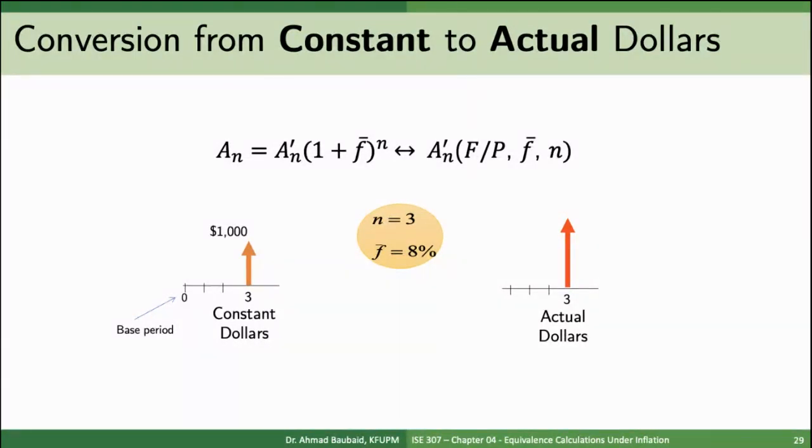So suppose I tell you the following. I'm going to give you in year 3, or 3 years from now, let's say, $1,000 in constant dollars. And what I need to find is how much I actually need to give you at that same time period. So I need to find the actual dollar amount that is equivalent to $1,000 today. Notice the base period in purchasing power.